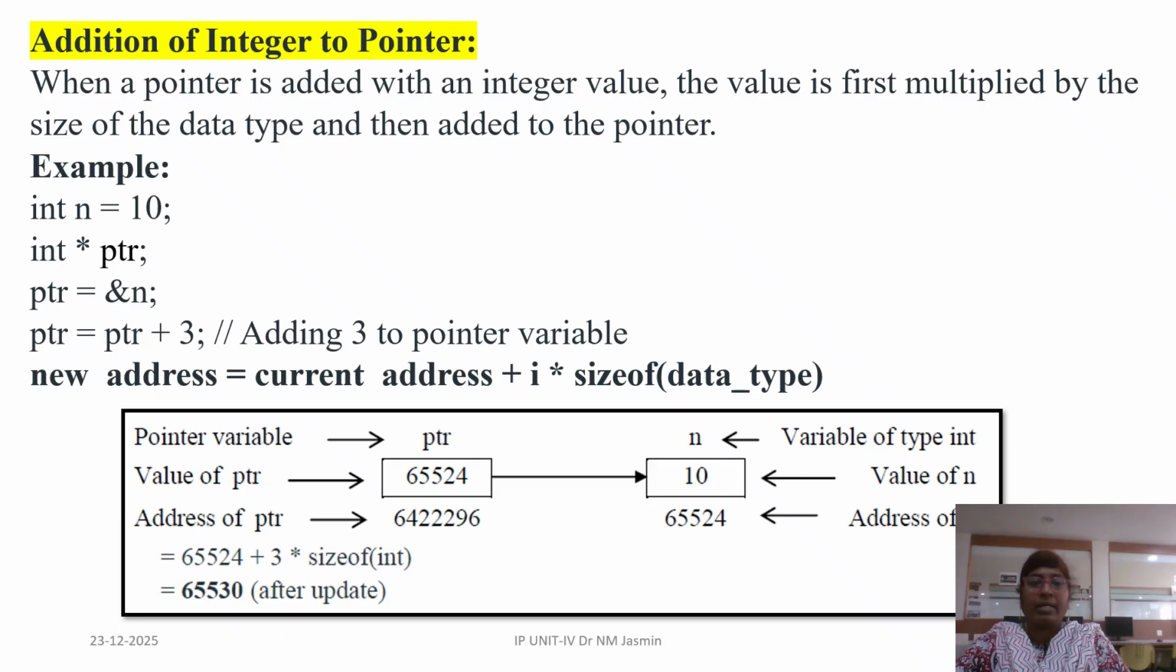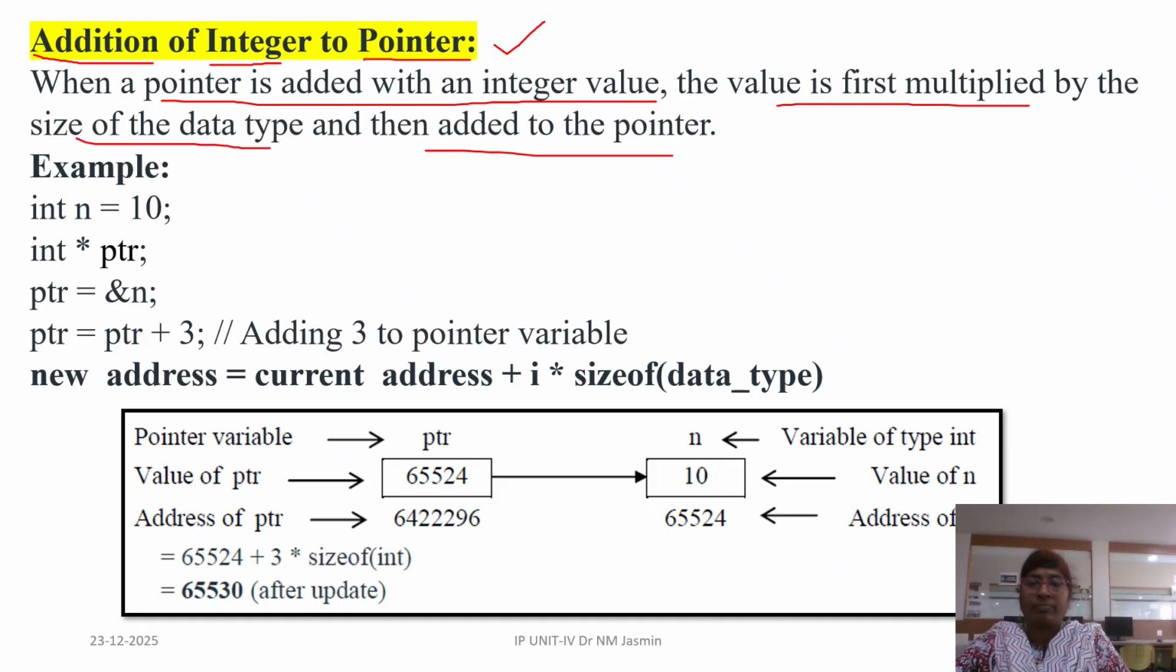Next comes the addition of an integer to a pointer. It is very simple. Here we add an integer to the given pointer. At the time of adding an integer value to a pointer, while calculating the new address, the value is first multiplied by the size of the data type and then added to the pointer. So first you go with the multiplication, then you go with the addition.